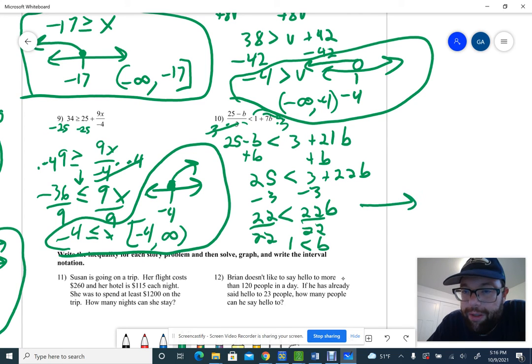So when you graph it, 1, there'd be an open circle. B is eating the variable, so it's going to go to the right. So 1 to infinity with a parenthesis and a parenthesis, like that.